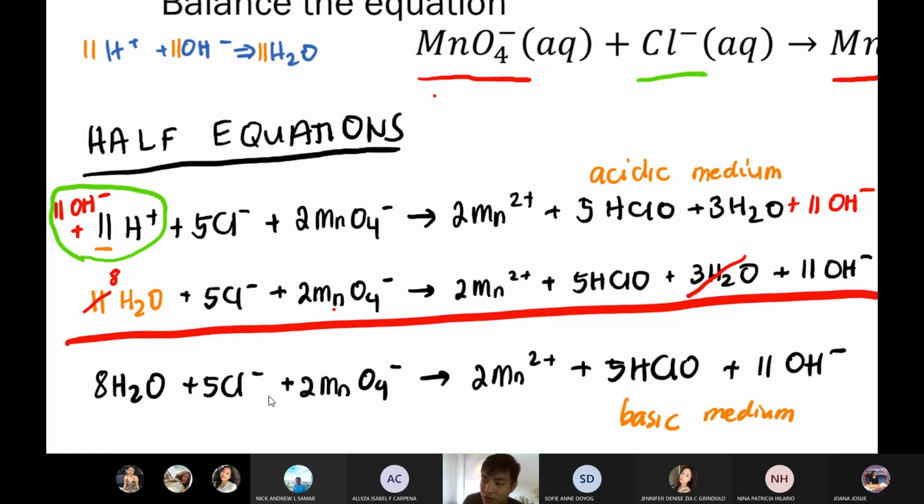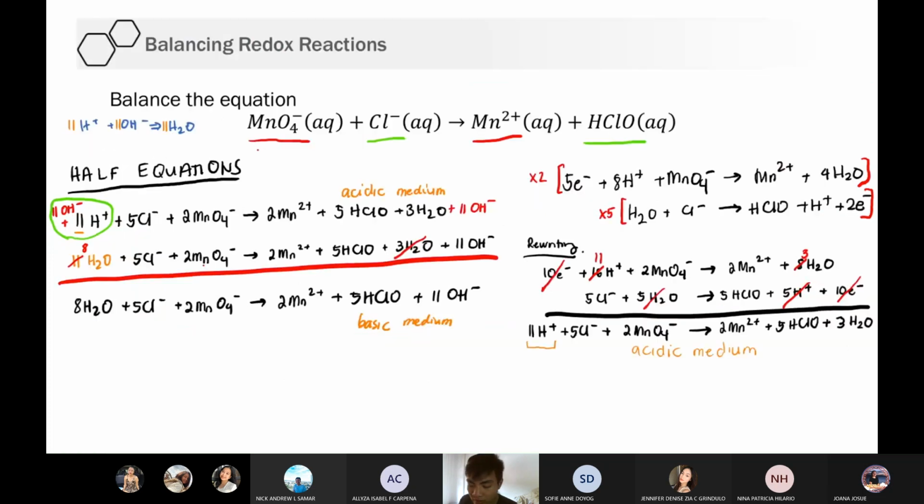So, we now have an equation in the basic media. Kasi makikita mo, walang H plus. OH lang. So, basic na yan. Okay? So, you may ask, no? Sir, meron bang direct way? Kunwari, tinanong sa problem, basic. Meron bang direct way to solve for basic agad-agad? Sagot ay wala. Ibig sabihin yan, kung hinahanap ay basic, gagawin mo pa yung acidic muna. Wala kasing direct method. Okay?